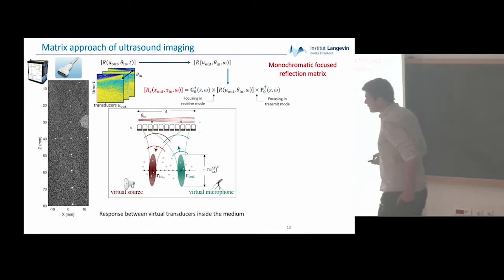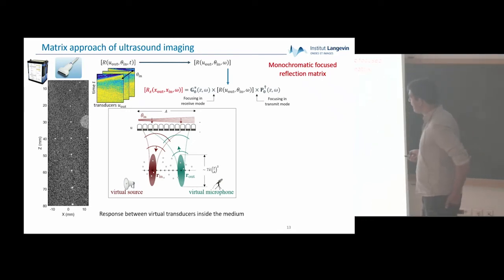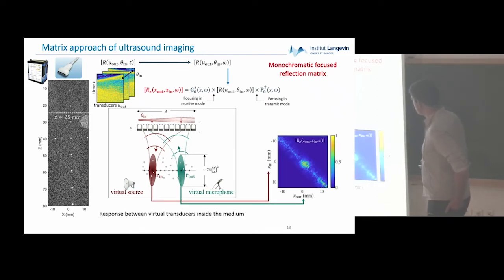But the size of these virtual transducers is still limited by diffraction theory, meaning that, as we are in the Fourier domain here, the focal spot displays an elegant elongated shape, like a cigar, with an axial resolution which is given by the depth of field of your probe and related to the depth Z and the aperture of the probe. So if you plot this reflection matrix at a specific depth, what you see is the following shape.